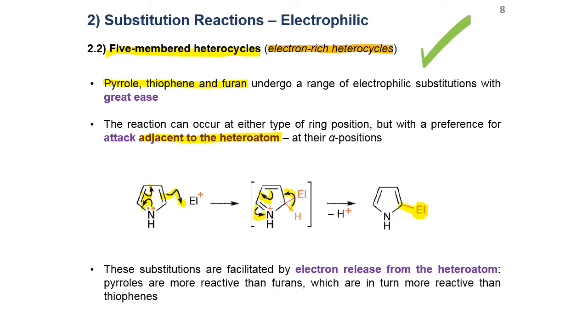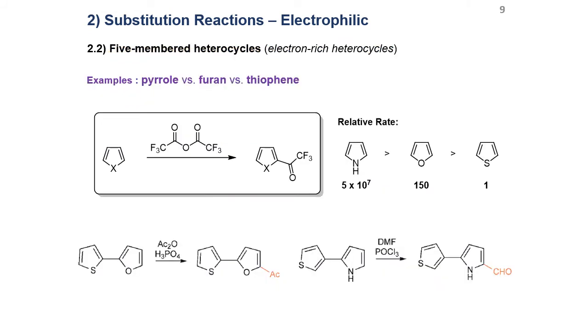As we mentioned, the substitution is facilitated by electron release from the heteroatoms. Therefore, we can think of these heterocycles as electron-rich heterocycles that react very well with electrophiles. If you compare the electrophilic substitution between pyrrole, furan, or thiophene, you can see that the rate of electrophilic substitution of pyrrole is much faster than that of furan or thiophene.